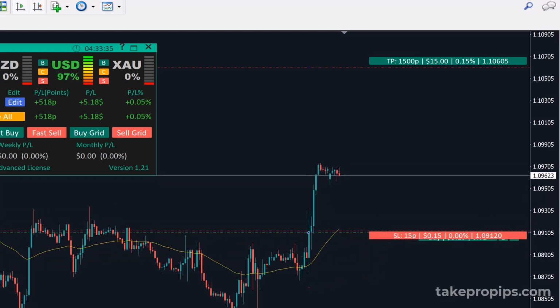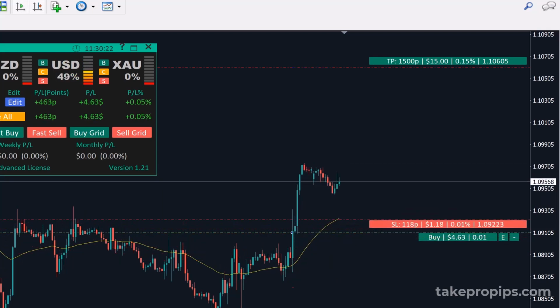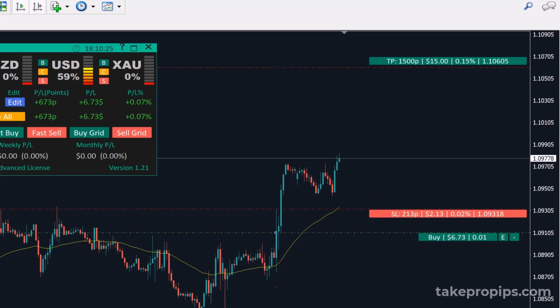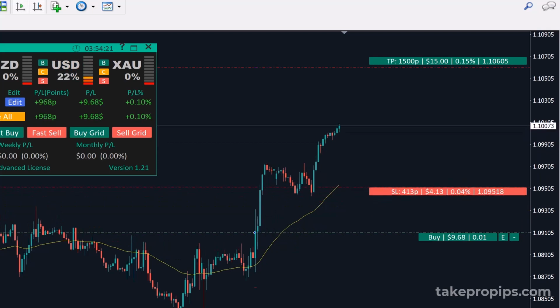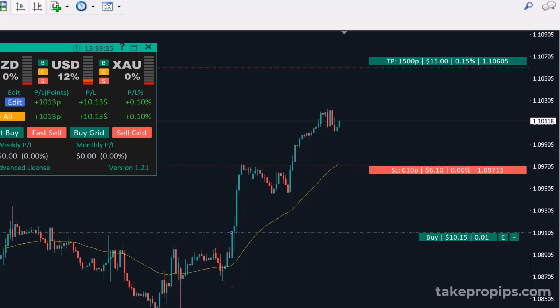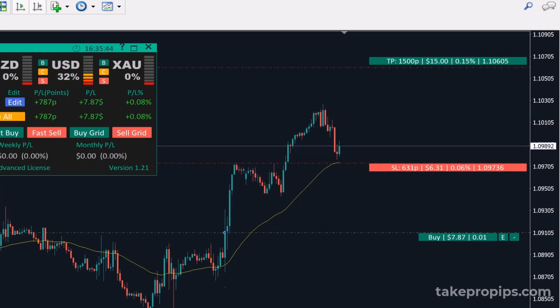This is very helpful for those traders that prefer to ride a strong trend and let the moving average be their stop loss. Remember that trailing stop loss can only move in the direction of your trade. So if the moving average starts going down, the stop loss would remain the same until the moving average catches up.